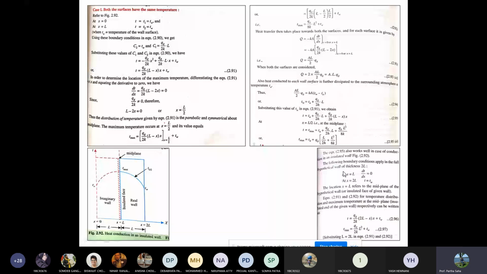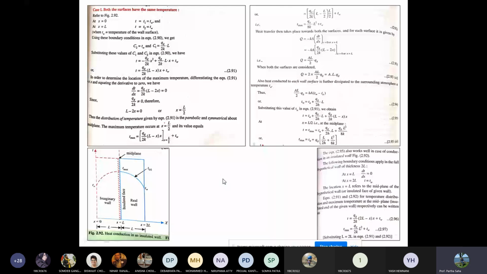Now this expression 2.95 also works in the case of conduction with an insulated wall. For an insulated wall, the boundary conditions apply at x equal to L, dT by dx is 0, and at x equal to 2L, T equals Tw, right? The location x equal to L refers to the midplane and the hypothetical wall, for instance. So you just put the values of this and solve it to get Tmax equals Qg by 2k into L square plus Tw. This is the expression for the insulated wall. You remember this expression, this expression, this expression. That will be critical for numerical solving, okay?